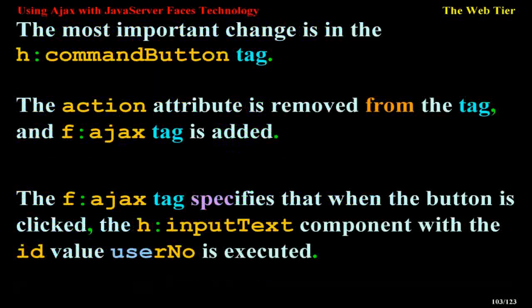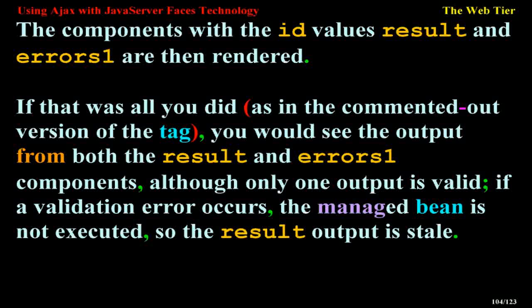commandButton tag. The action attribute is removed from the tag, and an f:ajax tag is added. The f:ajax tag specifies that when the button is clicked, the h:inputText component with the id value userNo is executed. The components with the id values result and errors1 are then rendered.